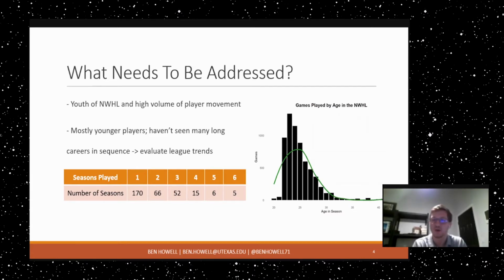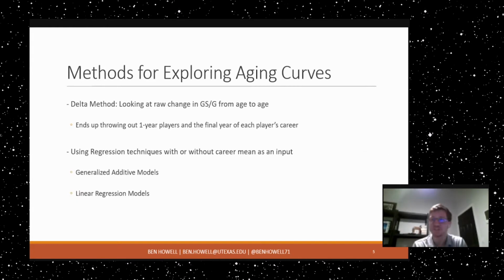And that's again reflected in the graph to the right, where there are very few players who have played at an age over about even like 29, 30 years old. But still, I was still interested in trying and seeing what sort of insights could be gleaned from attempting this project. So I really looked at two methods for how to visualize aging curves. One is the delta method, which essentially looks at the change in a player's performance from year to year.